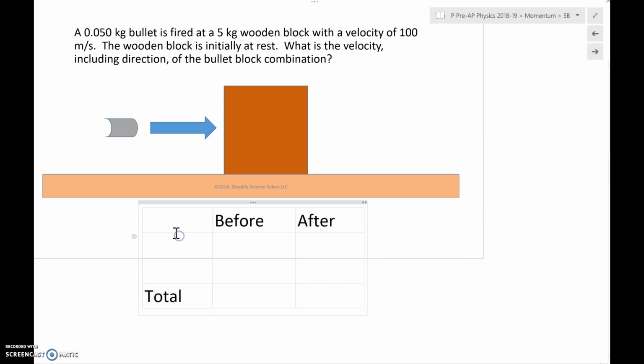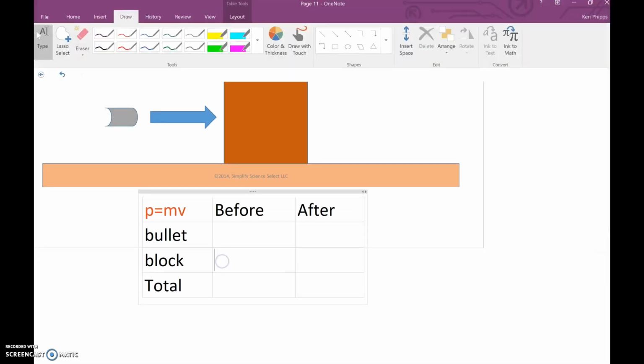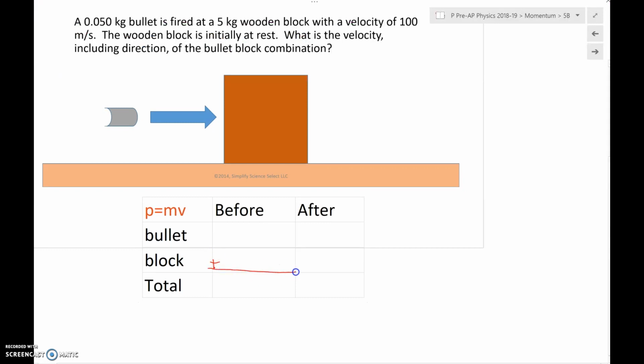Anything that we're dealing with, we're going to primarily use this equation for each individual piece. Now, I could write these down as object 1 and object 2, but if it's a bullet and a block, I'm going to call them what they are: bullet, block. The idea here is we're going to add up our two before columns, and that'll give us the total before. We're going to start with that.